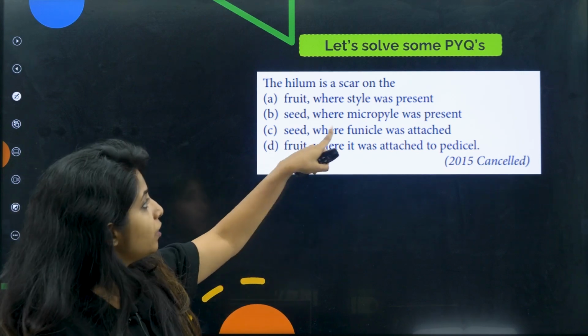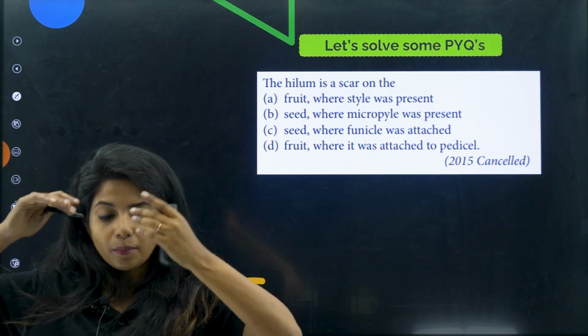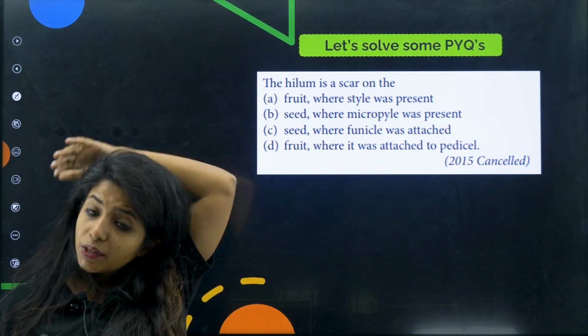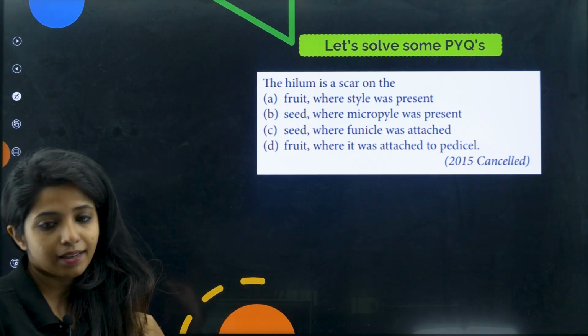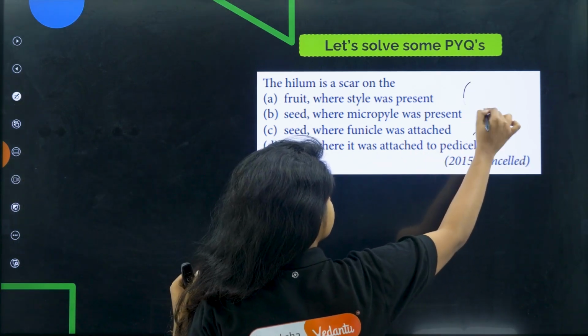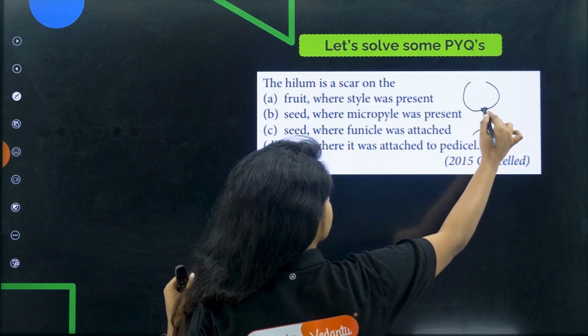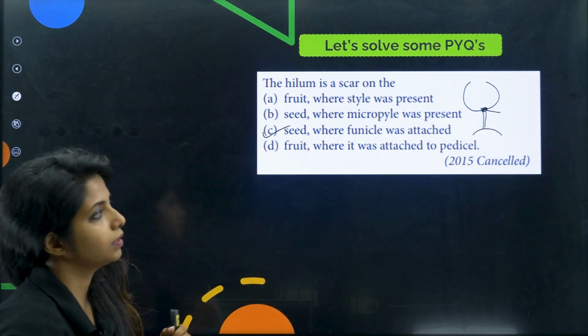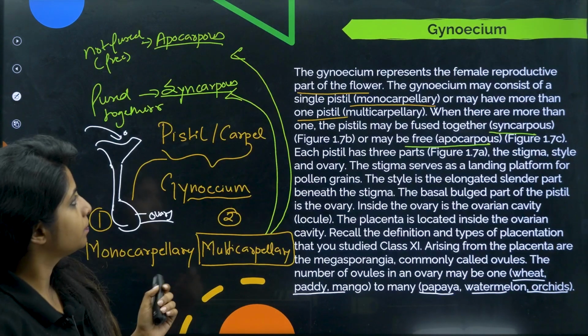Style has no connection with fruit, that is ovary. No. Seed where micropyle was present, was it in the micropylar end? No. Seed where funicle was attached? Yes, because the funicle was attached to the placenta. Now when the seed was attached to the funicle over here, this is the hilum. So this is the scar. Okay. Next.